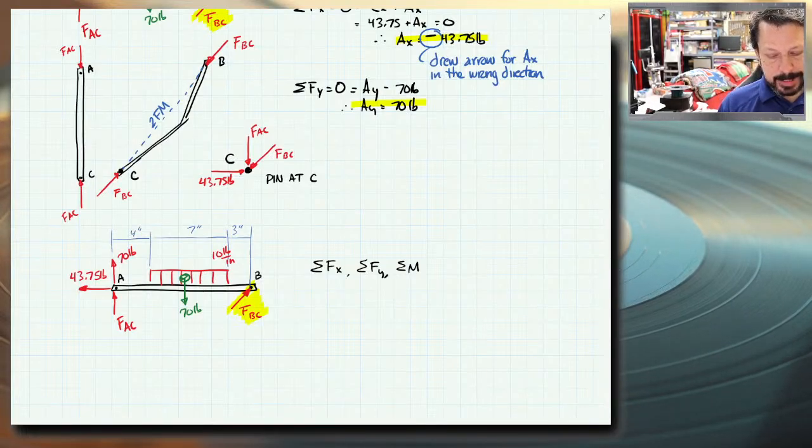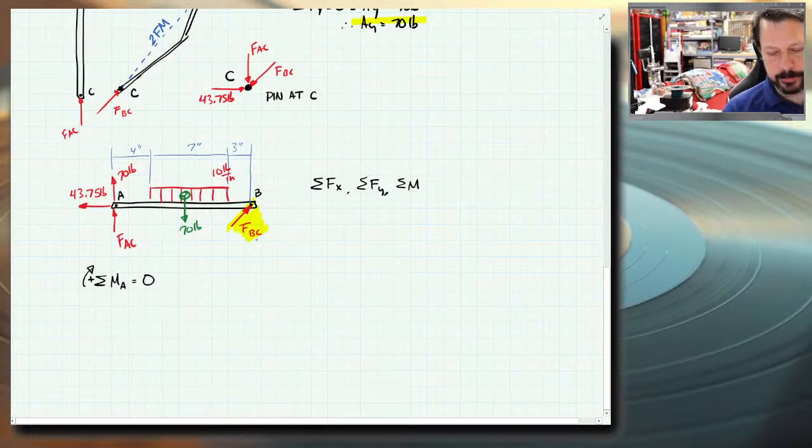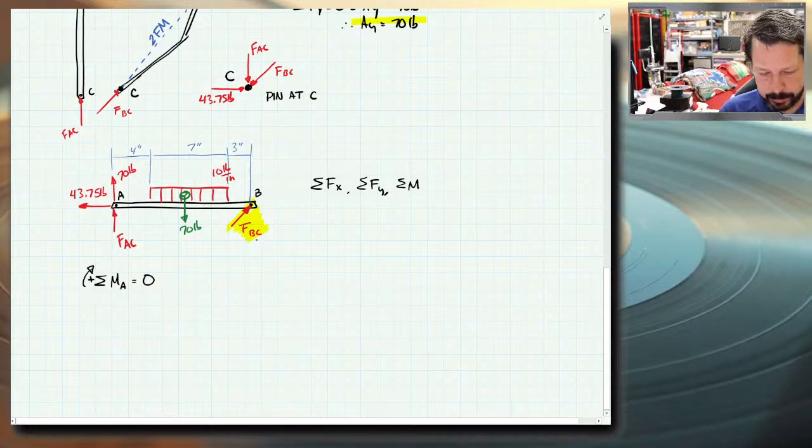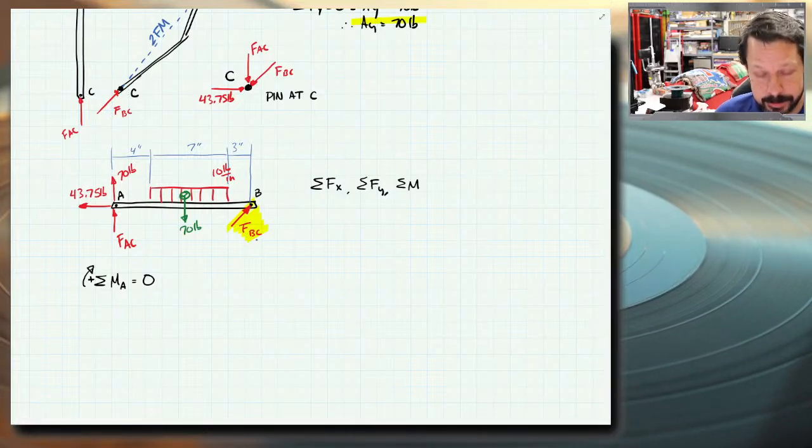Let's do moments about A. That should give us a value for BC. This may not be the simplest way to do it, but that's what we're going to do. I kind of want to do a moment equation with an angled force anyway, so that we are more comfortable doing that. All right, so moments at A. AC, 70 pounds and 43.75 pounds all have lines of action that intersect point A, so they don't create moments about point A. That's the opening the door by pushing on the hinges idea, where it doesn't turn.